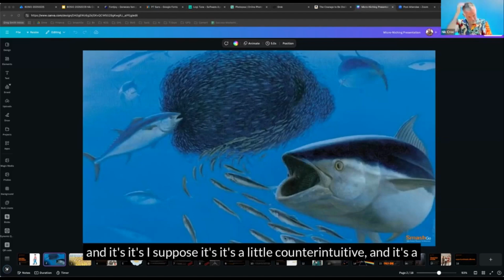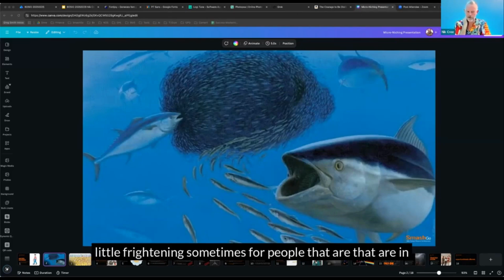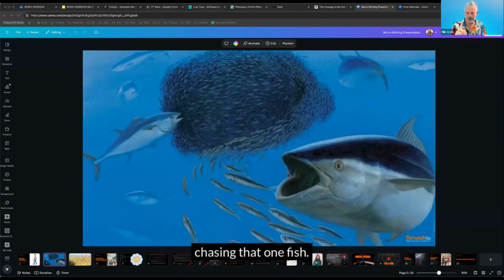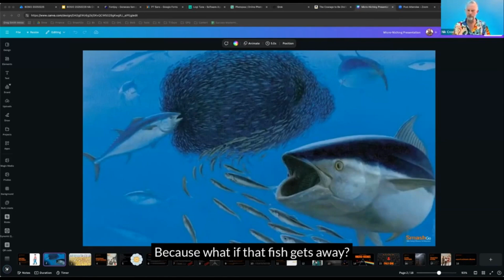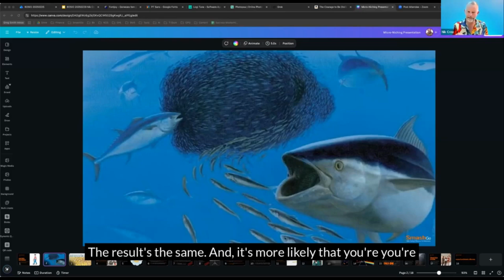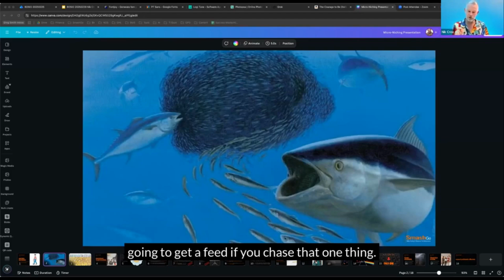I suppose it's a little counterintuitive, and it's a little frightening sometimes for people in business to think about cutting off all the other options and chasing that one fish. Because what if that fish gets away? Well, then you're going to go home hungry. But what if you spend all day chasing a whole school of fish and still don't catch one? The result's the same. And it's more likely that you're going to get a feed if you chase that one thing.